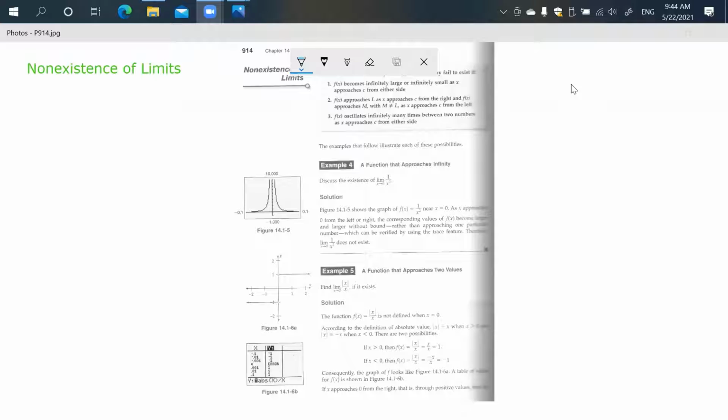Last lesson we did the existence of limits, right? And today we're going to go for the non-existence of limits. See the definition: the condition is when we couldn't find the value of the limit of the function. Okay, so now see below here.